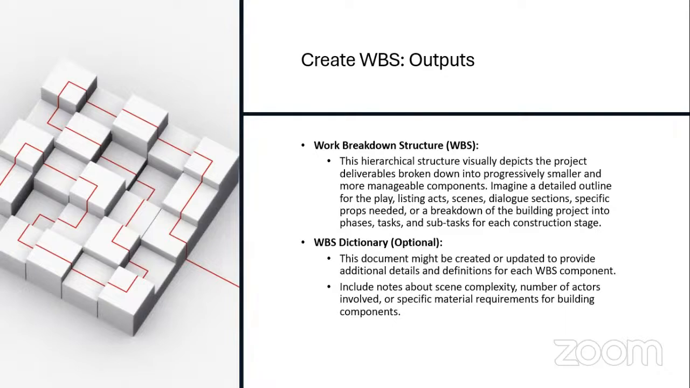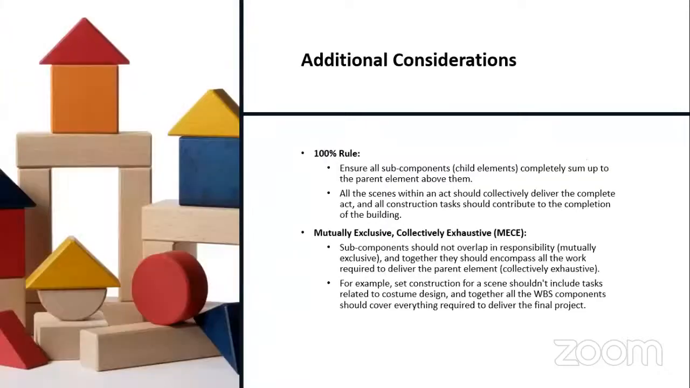which is a hierarchical definition of all of the work that you need to do. And then you have your WBS dictionary, which is optional. Okay, additional considerations: your 100% rule. No matter what you do in your WBS, your 100% rule must apply. All the smaller components must all join together to give us the whole. And then the mutually exclusive and collectively exhaustive, the MECE rule, must also apply. The subcomponents should not overlap.